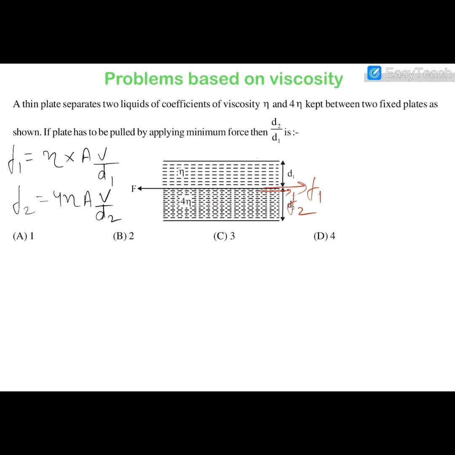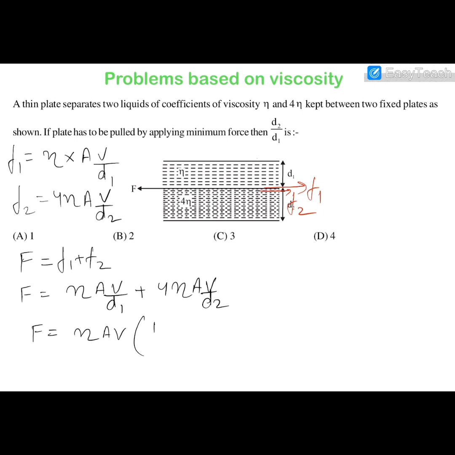Okay, and we can say that the applied force F will be equal to the sum of these two forces to keep this plate moving with the constant velocity. So we can say that it is eta A into V by d1 plus 4 eta A into V by d2. So let us take common, this is eta A V, and this is 1 by d1 plus 4 by d2.